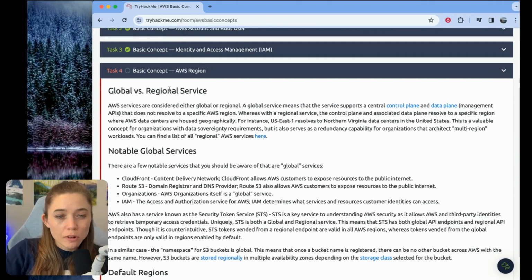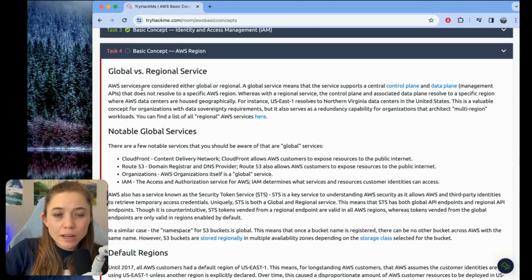This starts with global versus regional service. AWS services are considered either global or regional. A global service means that the service supports a central control plane and data plane, which TryHackMe describes here as management APIs in parentheses, that does not resolve to a specific AWS region.